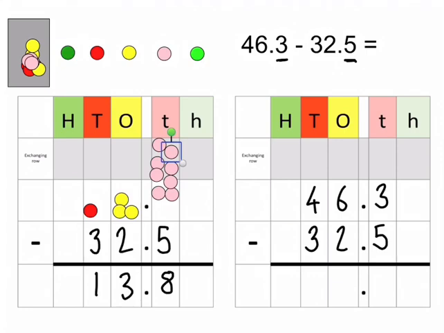Right, let's try it without counters. 3 take away 5. I can't do 3 take away 5. I have to nick 1 from there. And now I can have 13 of these, because 1 one becomes 10 tenths. 13 take away 5 is 8. 5 take away 2 is 3. And 4 take away 3 is 1. Hang on a minute, why have I got different numbers? Because 5 take away 2 is 3, brain. 13.8.